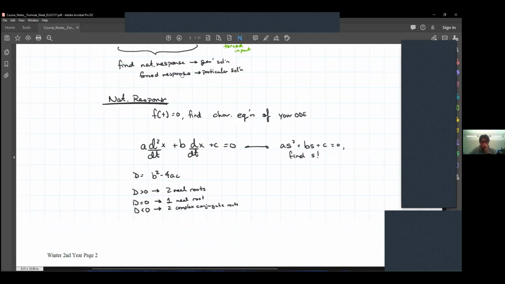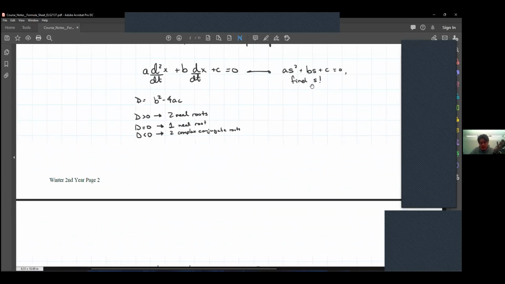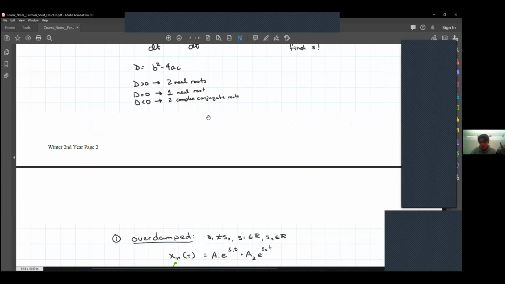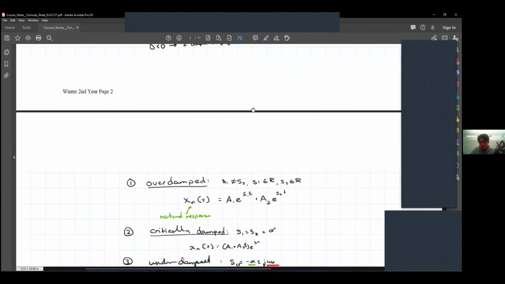So for the natural response, you set the forcing function to 0, and then you find the characteristic equation of your ODE. That will depend on which function you have, but if you have one in this form, you can just transfer it to the operator form, and then find your S value. What I mean by find the S value is you're just going to solve this as if it were a quadratic formula. And then based on what your discriminant is, b squared minus 4ac, you're going to see what sort of roots you have, and that will give you whether you have an overdamped, critically damped, or underdamped circuit.